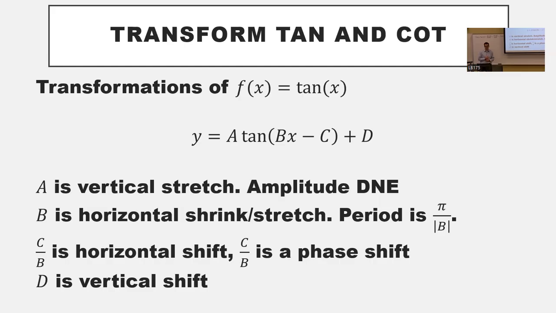Sometimes people will say the amplitude is infinite as well. It's another way to say it. I say amplitude does not exist. Book says does not exist. Other people might say amplitude is infinite. B is our horizontal shrink or stretch. Because tangent and cotangent both have periods of pi, our base tangent, base cotangent have periods of pi. If I shrink or stretch horizontally, then the period changes to pi over absolute value of b.